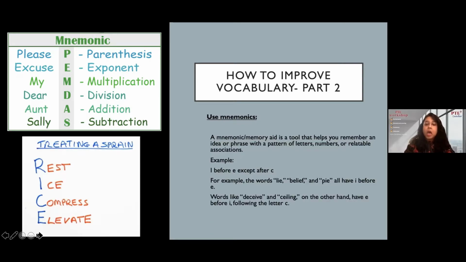However, if you look at other words like deceive and ceiling, there is a C in the spellings, and on that occasion, you write EI, not IE. So deceive, D-E-C-E-I-V-E, ceiling, C-E-I-L-I-N-G. So this is another rule to remember in case you are always confused between IE or EI. Just remember this rule, I before E except after C. And this is one example of how you can use mnemonics to improve your vocabulary or spelling.